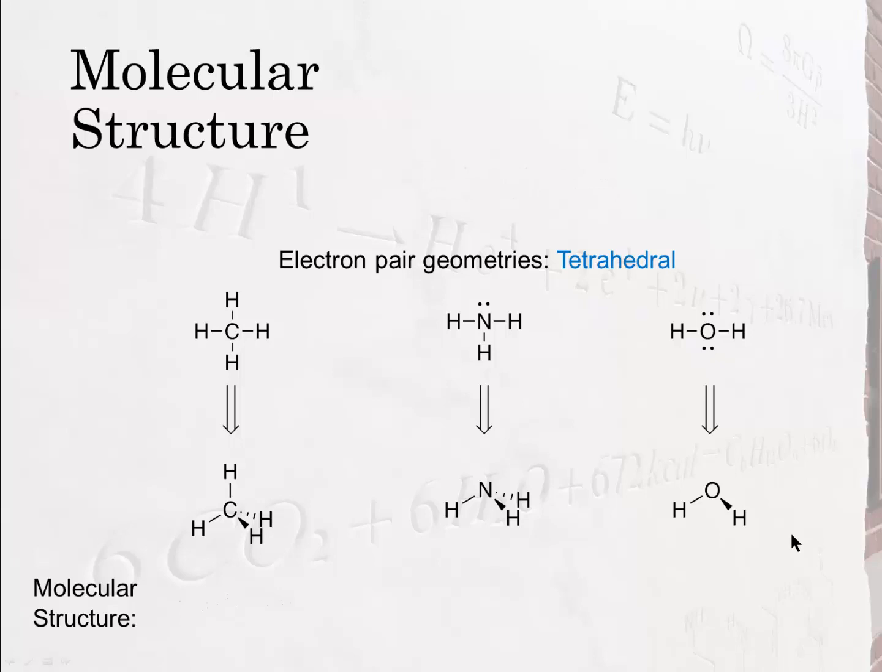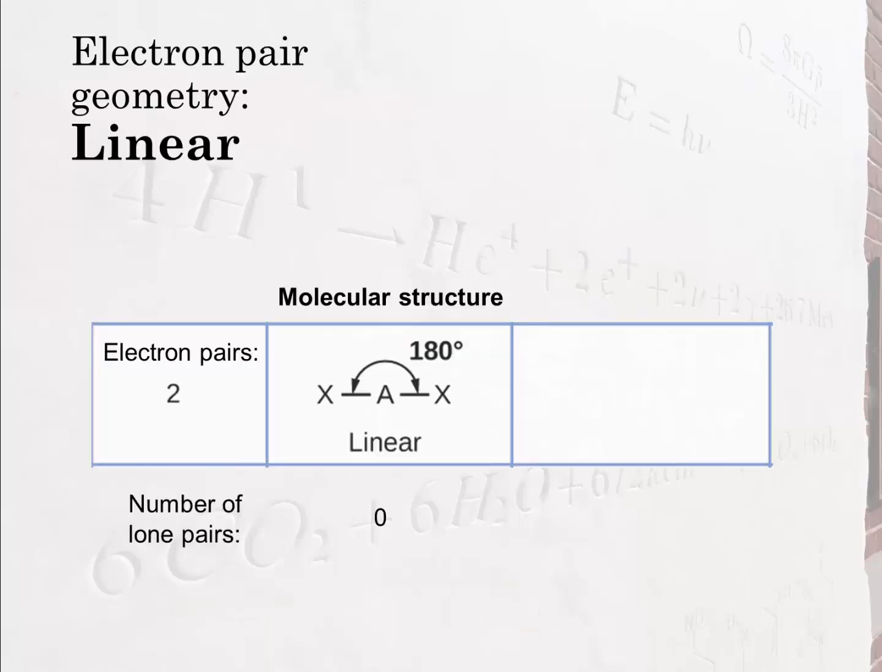Methane has 4 bonded atoms, and its molecular structure is also called tetrahedral. Ammonia has 3 bonded atoms, and this shape is called trigonal pyramidal. Finally, the water molecule with 2 bonds is described as bent. Next, we'll go through all 5 electron pair geometries and see what molecular structures are possible. For 2 electron pairs, our only choice is a linear molecular structure with a bond angle of 180 degrees.